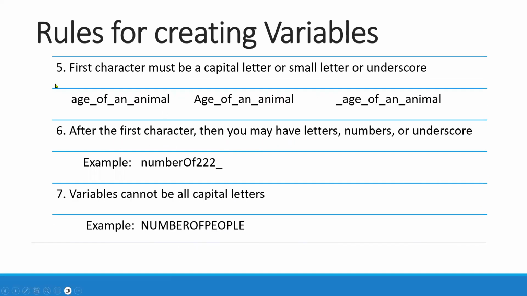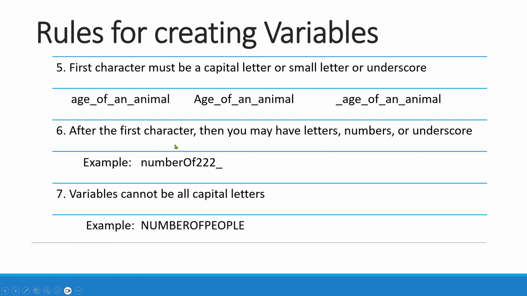The fifth rule is that the first character must be a capital letter or small letter or underscore. So an example of a variable starting with a small letter is the first example here: age of an animal, everything is written in small letters. This one starts with a capital letter, age of an animal. And that's okay, as long as the first character starts with a capital letter or a small letter. Or you can even start your variable with an underscore if you choose. And these are all acceptable.